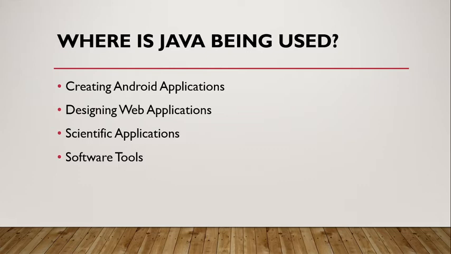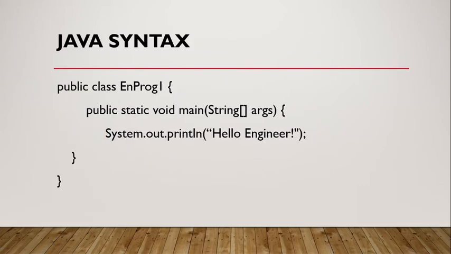Software tools. Java is a big part of the software industry. It has been used to fuel open source and commercial projects alike. Eclipse, IntelliJ IDEA, and NetBeans IDE are some of the best IDEs to create Java applications, and even they are developed using Java.